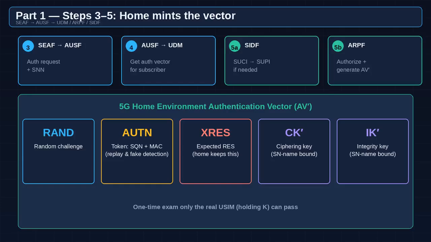The serving network's SEAF sends an authentication request toward the AUSF. The AUSF then asks the UDM, specifically the ARPF, and, if needed, the SIDF, to produce a fresh authentication vector for this subscriber and this serving network. If the UE sent a SUCI, the SIDF deconceals it back to the SUPI. Authorization is checked. Is this subscriber allowed to use this serving network name? Only then does the ARPF generate the crypto material.